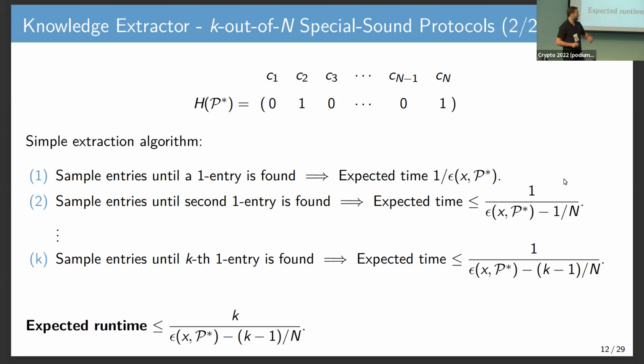And this already shows that a k out of n special sound interactive proof has knowledge soundness with knowledge error k minus 1 over n. And this knowledge error, this result is actually tight. So this is a very simple knowledge extractor for 3-round interactive proofs with this special soundness property.